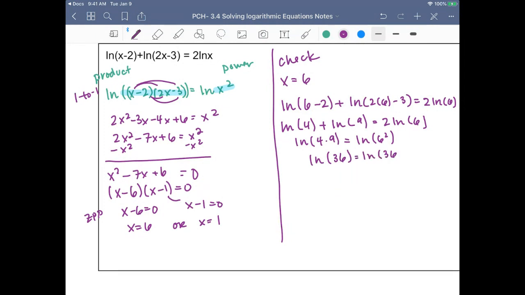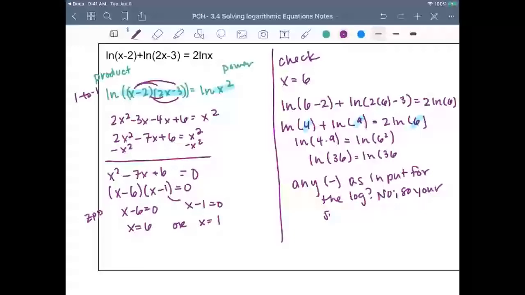At any point, are there any negatives as the input for the log? Let's see. So we're going to look. That was a positive, positive, positive. So we're good here. I can actually take the log of every single one of these numbers. So your solution works.